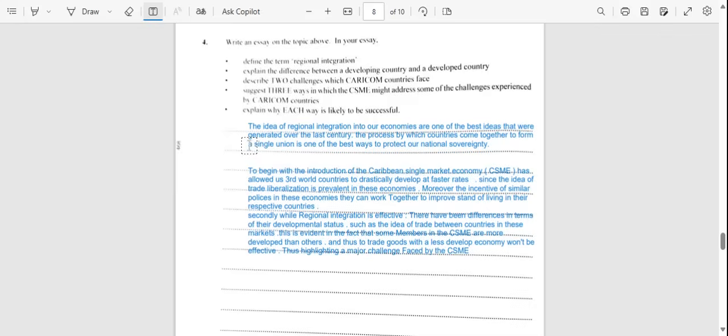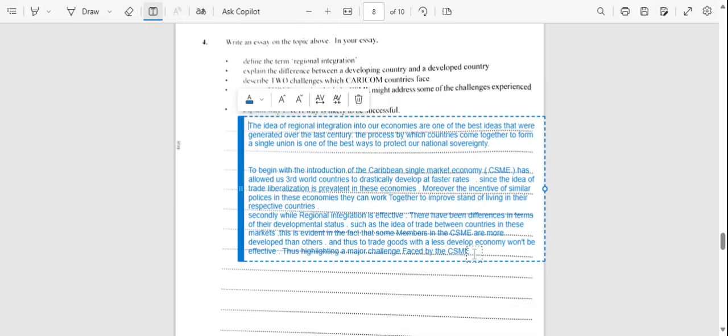So it says here, write an essay on the topic above. In your essay, define the term regional integration, explain the difference between a developing country and a developed country, describe two challenges which CARICOM countries face, suggest three ways in which the CSME might address some of the challenges experienced by CARICOM countries, and explain why each is likely to be successful.